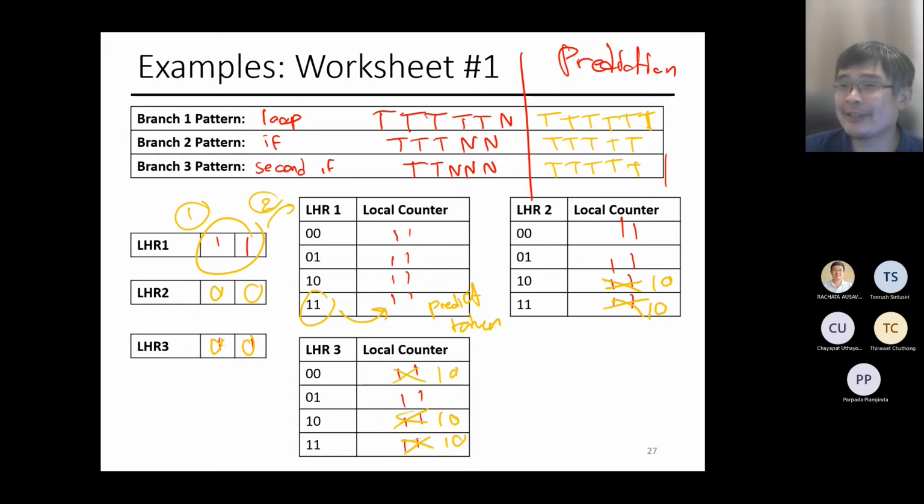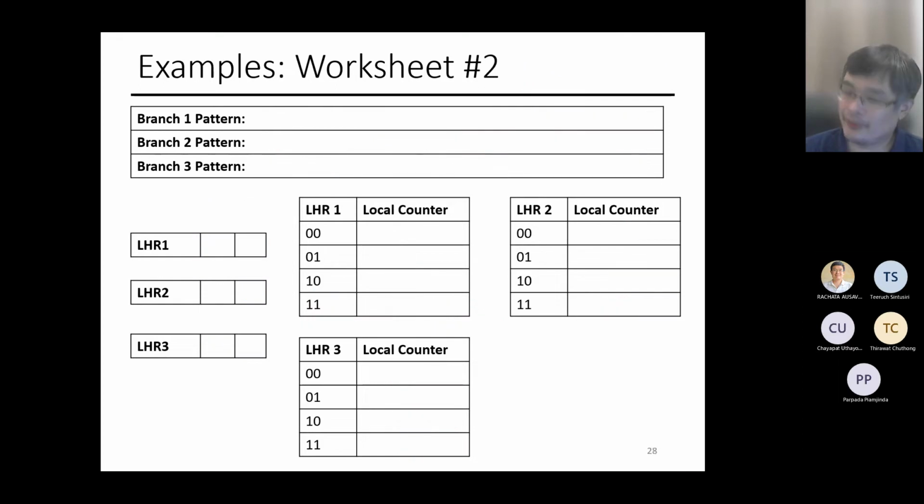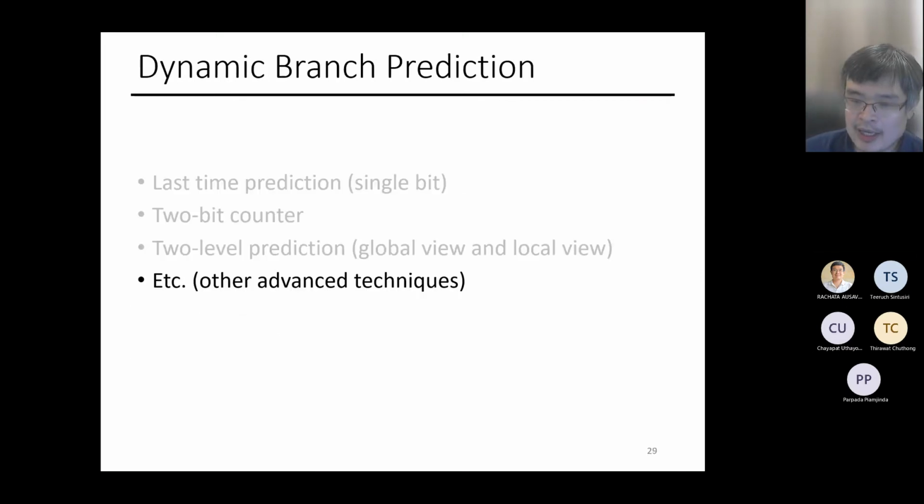And you can use a combination of each of these techniques. In modern processors, a combination of these techniques is used to predict your branch outcome, right? Again, the second worksheet is for you guys. You can try to do the other example on your own.